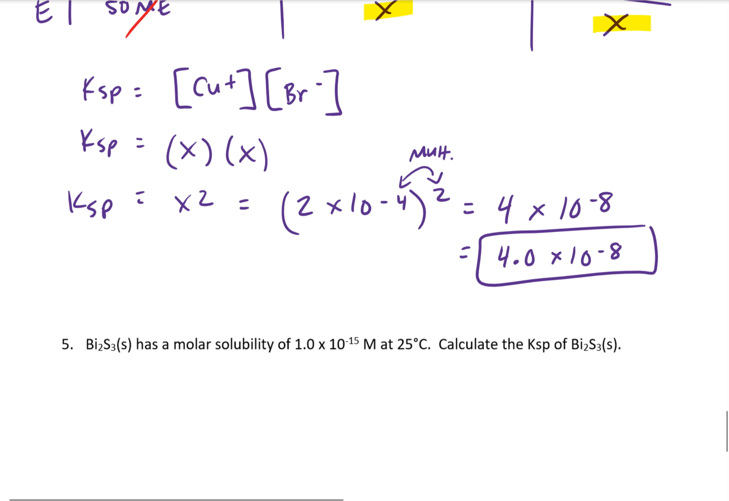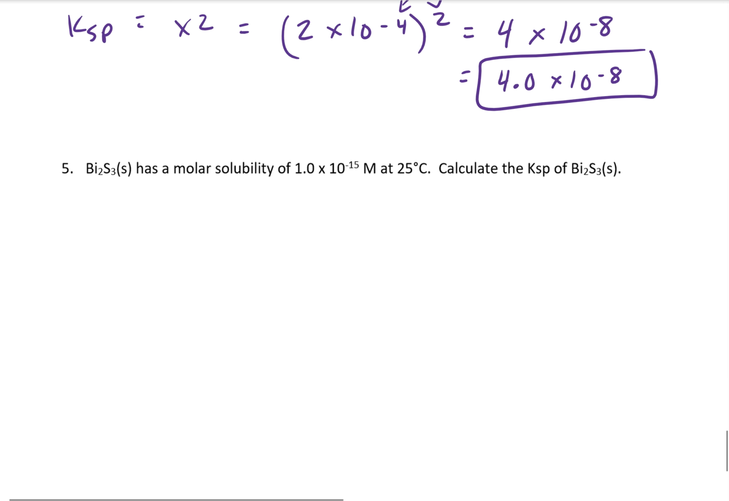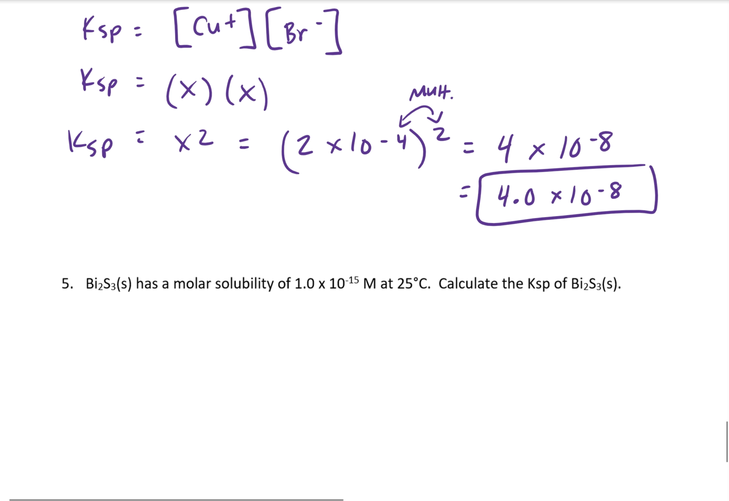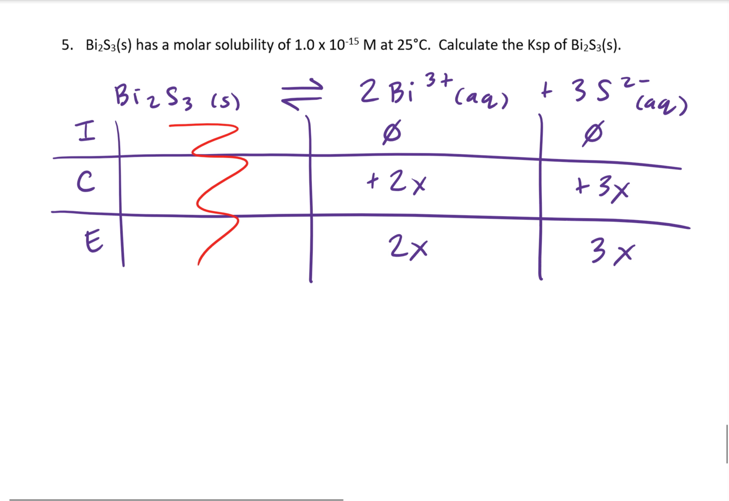Right, now I want you to try number 5 on your own. Use the last problem as a guide to help you with number 5. Please hit pause. Come back when you're done with 5. In number 5, we have bismuth sulfide has a molar solubility of 1.0 times 10 to the negative 15th molar. So they gave me the value of X, and they would like for us to calculate Ksp.